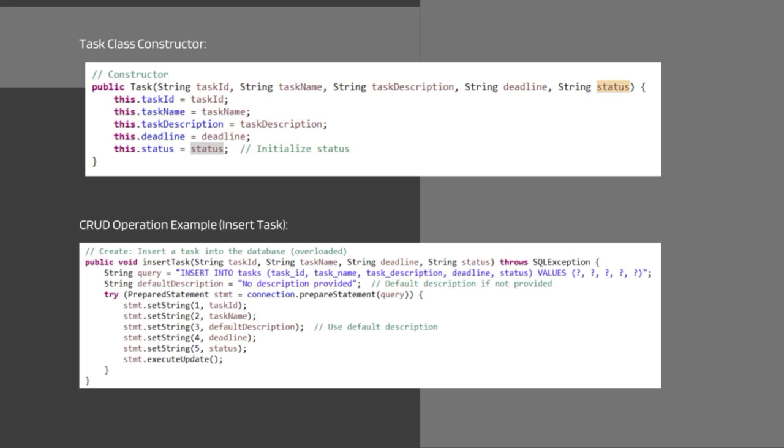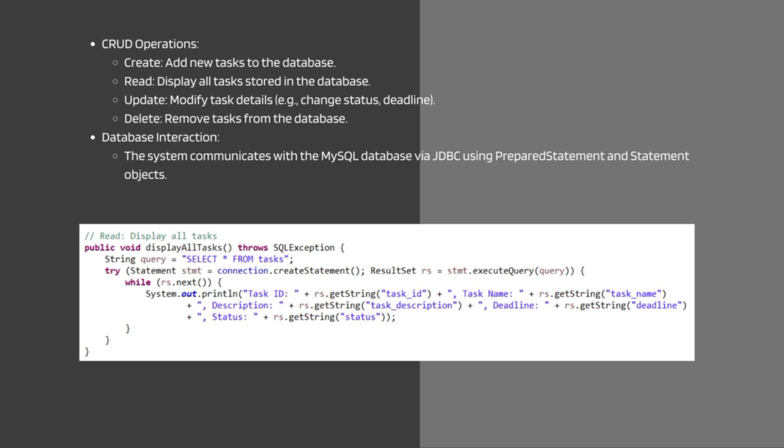So, in this slide, you will see the Task class constructor snippet code and the CRUD operation. The example of the insert task CRUD operations is create, read, update and delete. Create: add new tasks to the database. Read: display all the tasks stored in the database. Update: modify task details, change status and deadlines. Delete: just remove the task from the database.